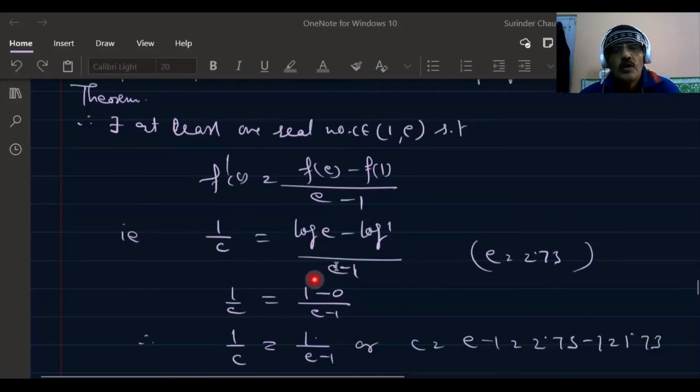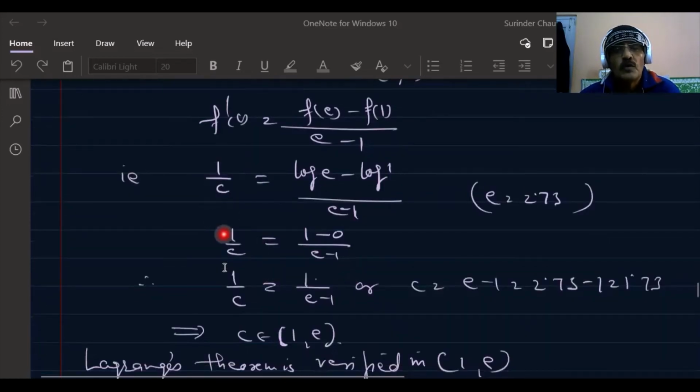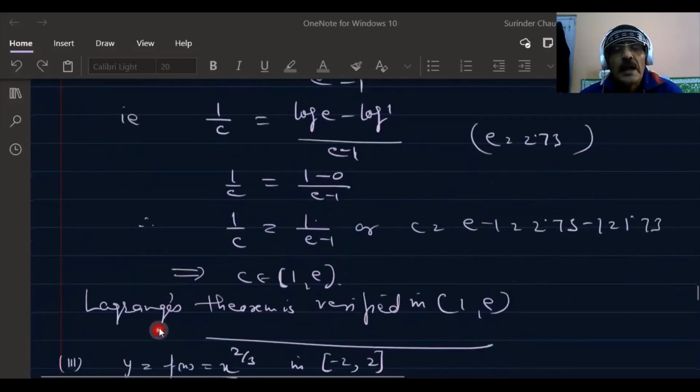Log of e is equal to 1, log of 1 is equal to 0, so c is equal to e - 1. Now just simplify it and find the value of c. The value of c will be e - 1, which is equal to 2.73 minus 1, that is 1.73. So 1.73 belongs to the interval 1 to 2.73. So this implies Lagrange's mean value theorem is verified in this interval for the function log of x.